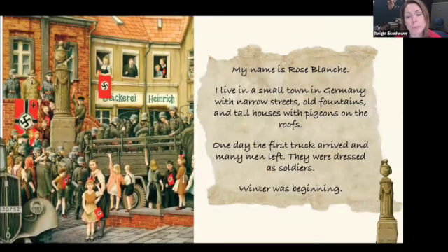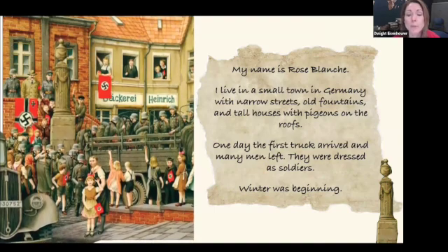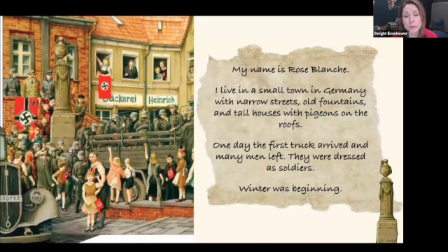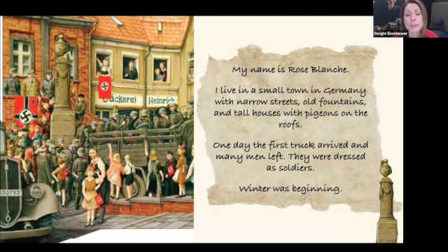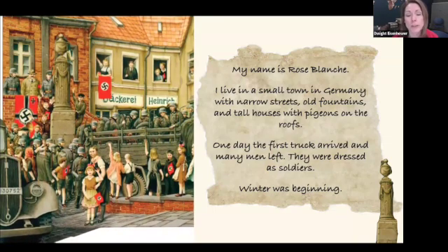My name is Rose Blanche. I live in a small town in Germany with narrow streets, old fountains, and tall houses with pigeons on the roofs. One day, the first truck arrived and many men left. They were dressed as soldiers.